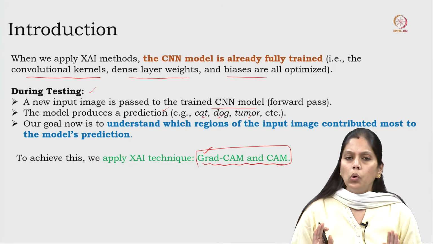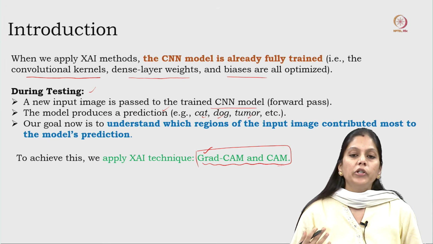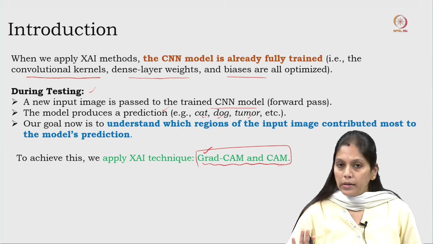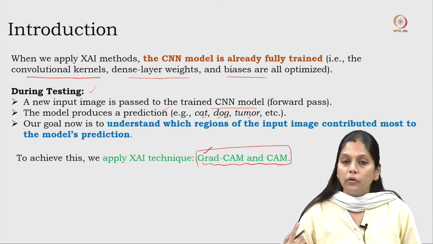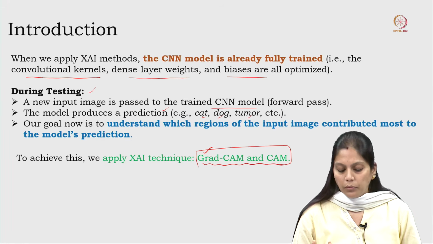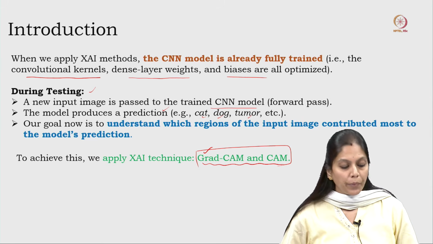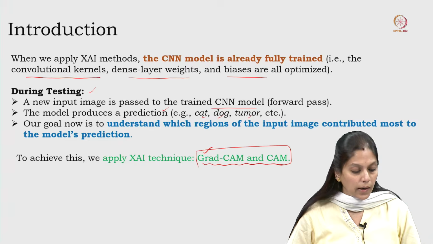So, here we are only trying to understand, okay, the model has made this prediction, which features actually contributed to this prediction. That is all we are doing. In order to identify which features, we are calculating the gradients or doing the backpropagation. So, I hope this one fundamental basic concept is clear.